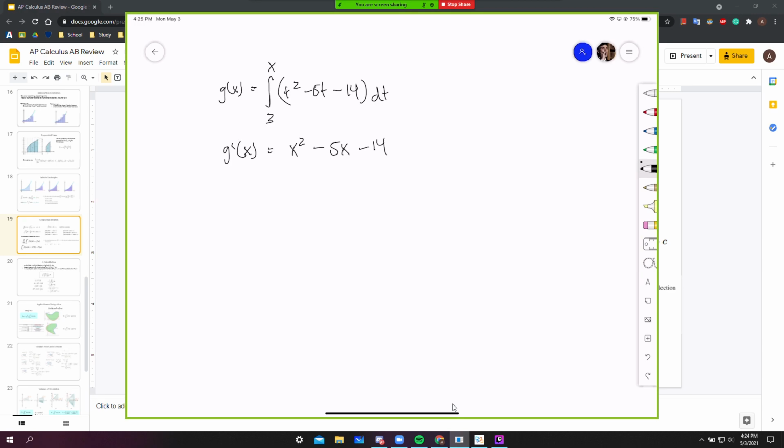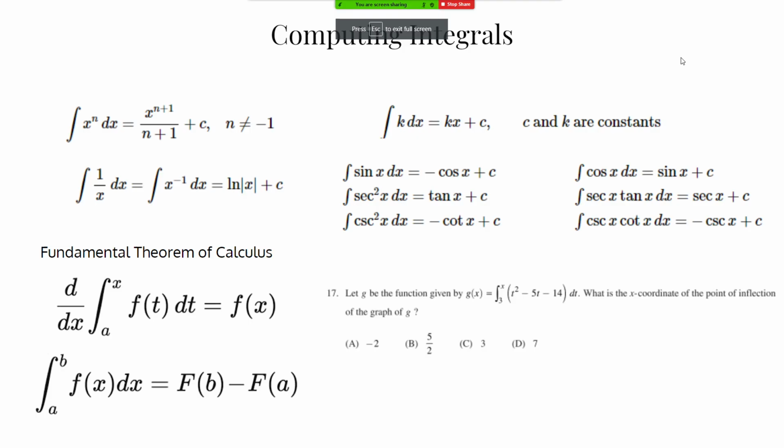You have to remember that if there's a function on the top, say x squared, you have to use the chain rule. Every time you plug in x squared, you also have to multiply by 2x. And then g double prime of x is equal to 2x minus 5. We want to know the point of inflection, so you set that to 0 and you get x equal to 5 halves. So B would be the answer in this case.